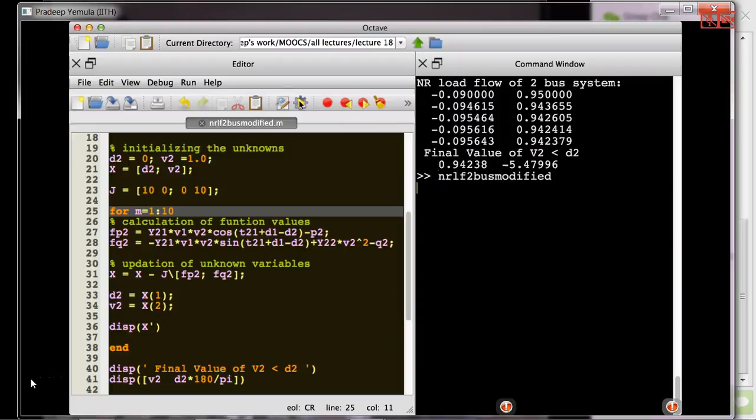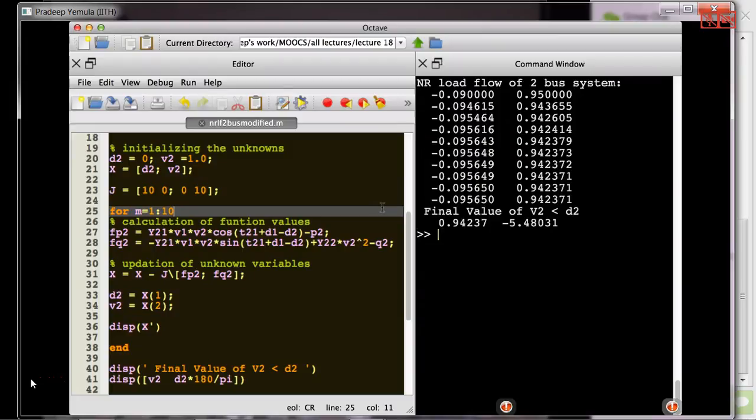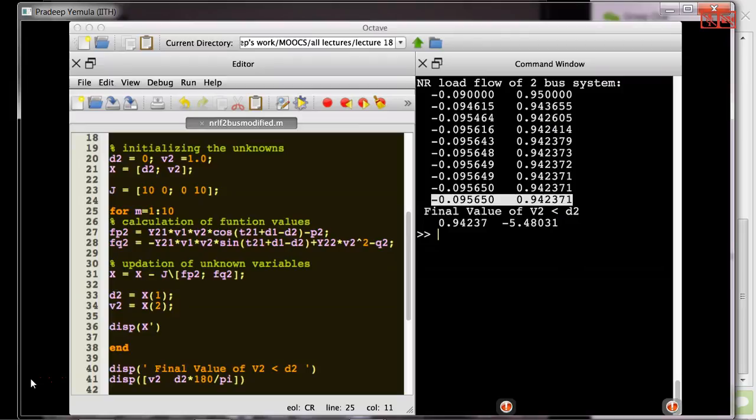So now let's see. Okay, so looks like after about 7 or 8 iterations, my solution is converging. The last solution is this one, 956 and all these things. I hope you are able to see on the screen that in the last iteration we are getting the solution.